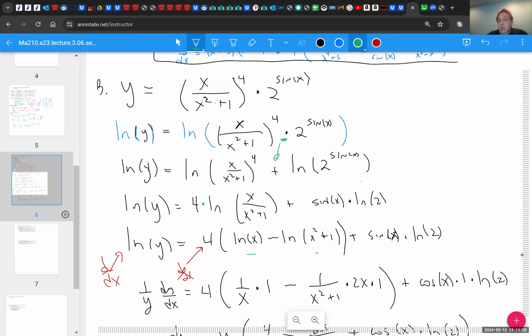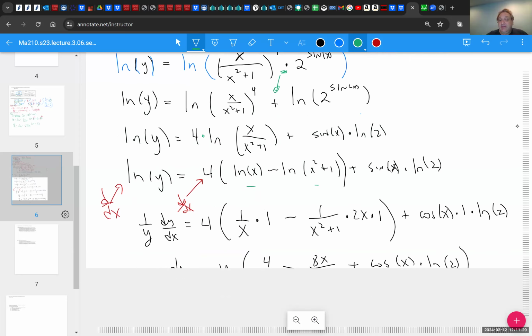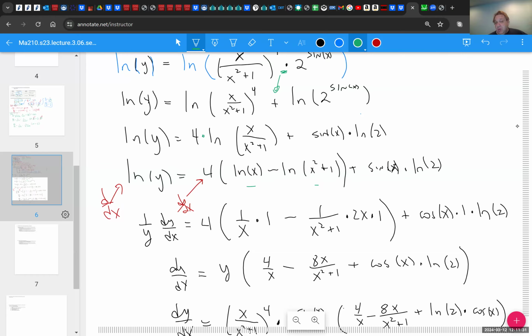The derivative of ln y with respect to x is 1 over y times dy/dx. Still have that 4. Constants being multiplied don't affect derivatives. So the 4 is still out there. The derivative of ln x is 1 over x times dx/dx. I just wrote it as 1 over x times 1. And then minus the derivative of ln of stuff is 1 over stuff times the derivative of stuff. So 1 over x squared plus 1 times the derivative of x squared plus 1, which is 2x times dx/dx. And lastly, the derivative of sine x ln 2.